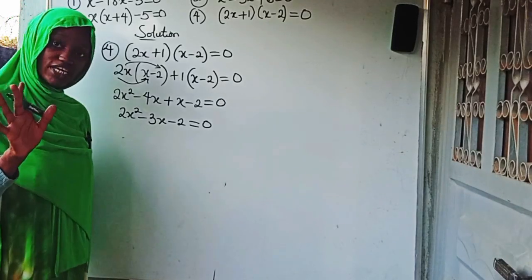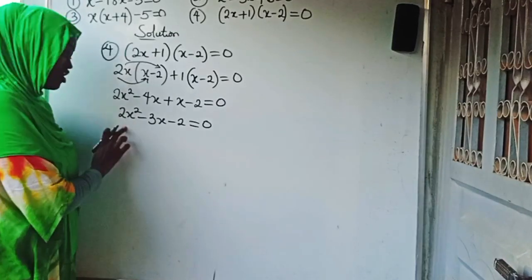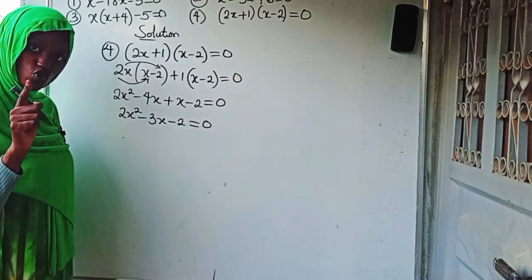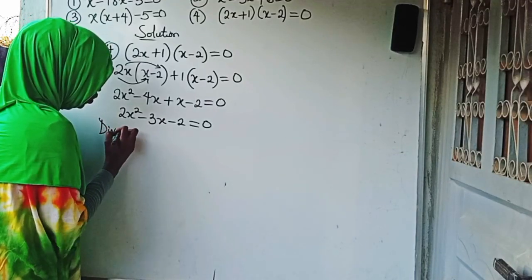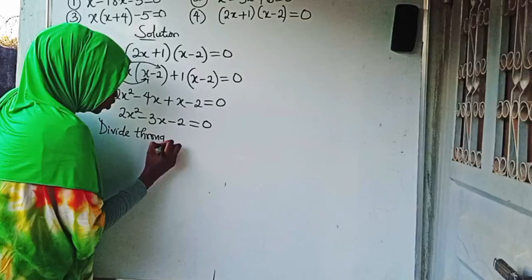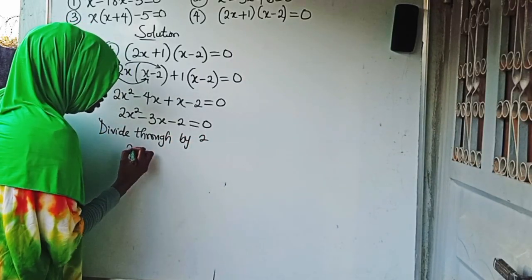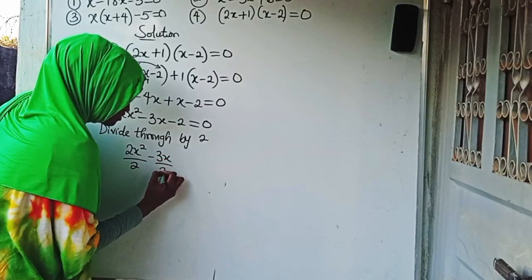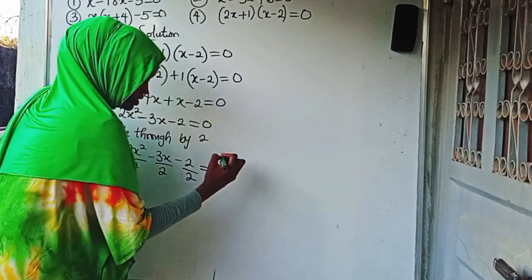What I tell my students, when you have an equation starting with a coefficient like this, it's easier for you to divide through by the value of that coefficient of the first term. So let's divide through by the coefficient of the first term. So divide through by 2. So we'll have 2x squared divided by 2, minus 3x also divided by 2, minus 2 divided by 2, and 0 also you can divide by 2.